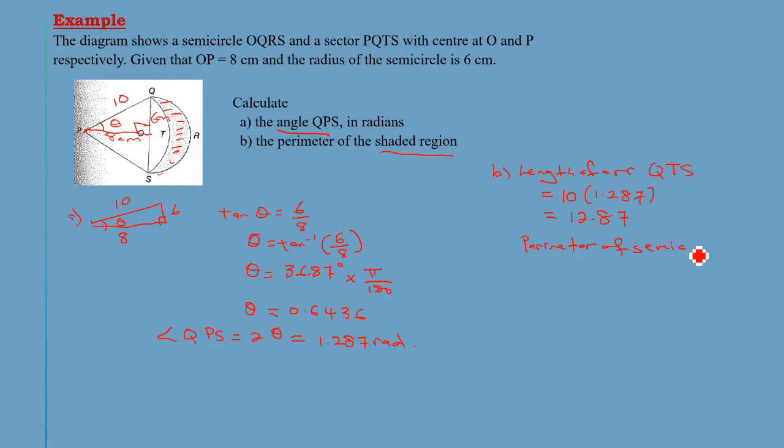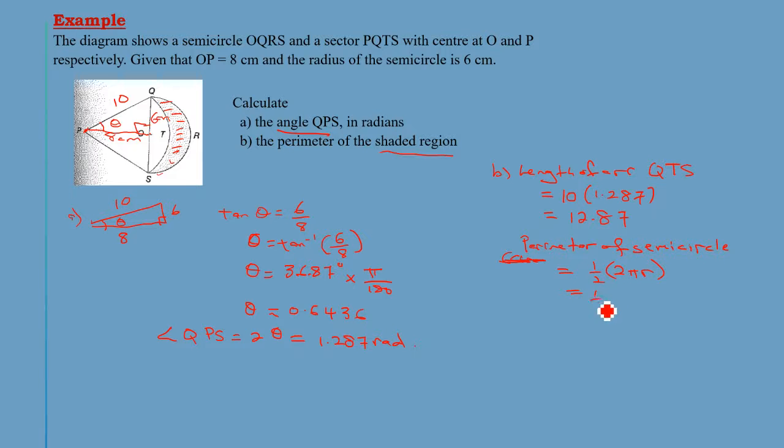Okay, perimeter of a semicircle. What's the formula for a circle? We don't use the word perimeter, we use the word circumference. Circumference is for the whole circle. So circumference for a whole circle is 2 pi r. So now it is half of it, so divide by 2.